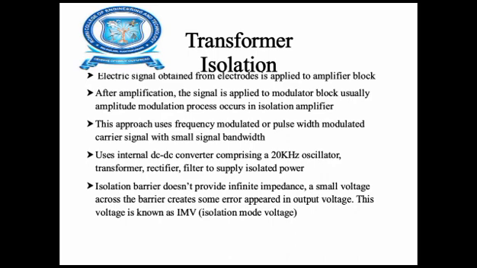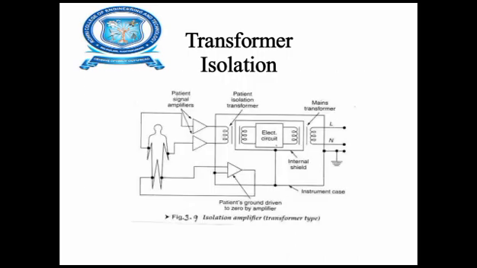The isolation barrier does not provide infinite impedance. A small voltage across the barrier creates some error that appears in the output voltage. This voltage is known as isolation mode voltage. The transformer isolation is shown in the figure. In this transformer isolation, two transformers are used: the patient isolation transformer and the mains transformer. The patient isolation transformer is connected to the patient, and the mains transformer is connected to the mains supply.